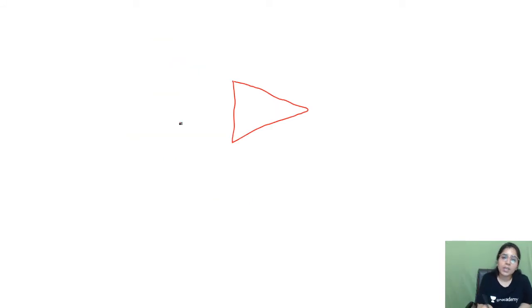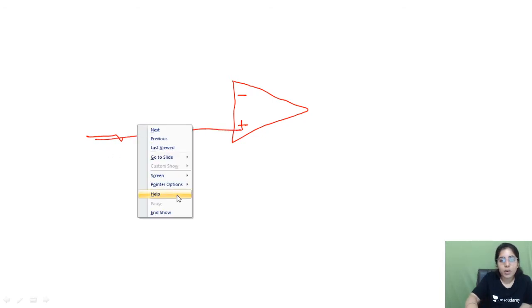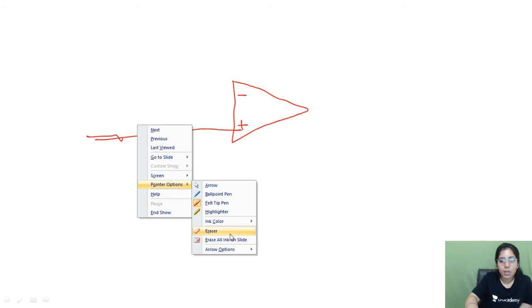Next point. If the circuit which has been given to you is in this way, how? See, the input has been provided. Let's say I'm just going to draw it directly. Just a second.